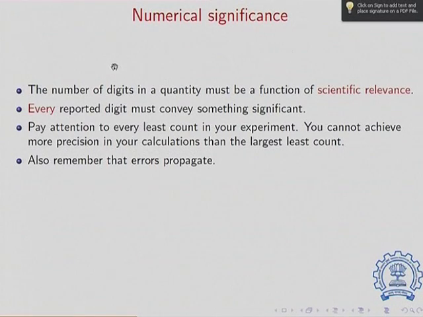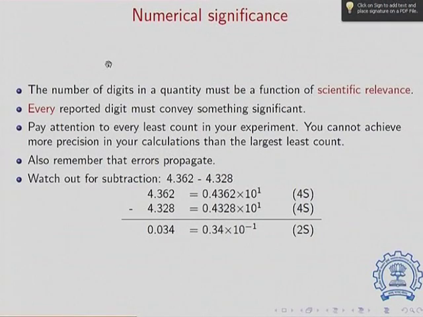Now, that also matters because errors propagate. So, if you come up with, for example, an intermediate calculation in your experiment, which is accurate only to two decimal places or to two significant places, you cannot suddenly come up with a final answer after additional steps which are accurate to many more decimal or significant places. Okay? So, errors propagate. An error in one evaluation of one entity will affect everything else after it. Watch out for subtraction. And here's a very simple calculation I'm showing you to convince you of this.